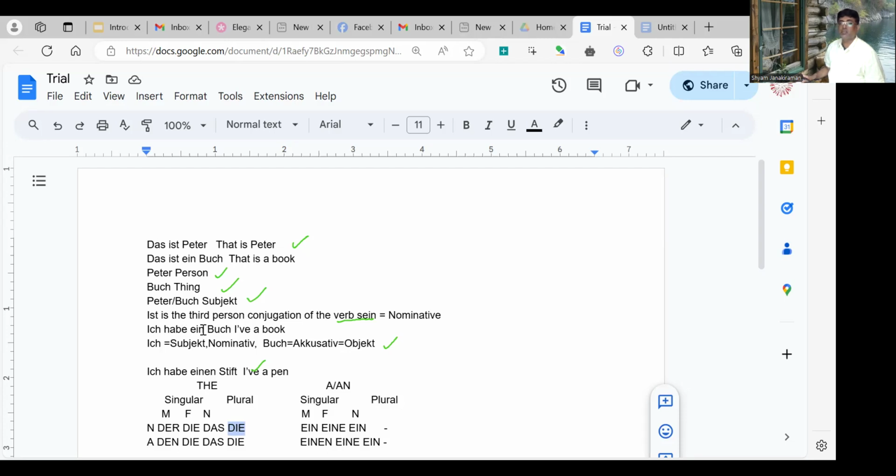So how would you know the article of the object? You would know only from this table, that only for masculine, the der will become den and ein will become einen. So let's take up an example where it will help you to understand the concept better.